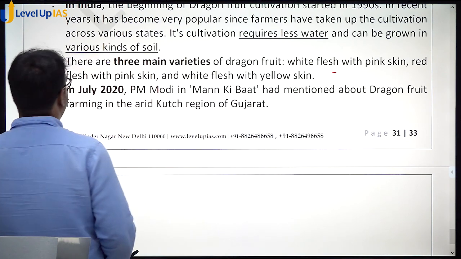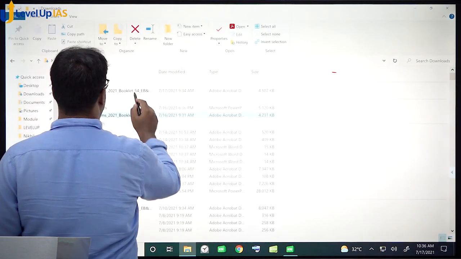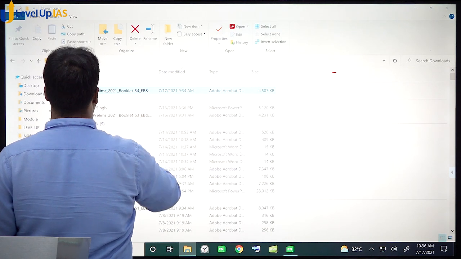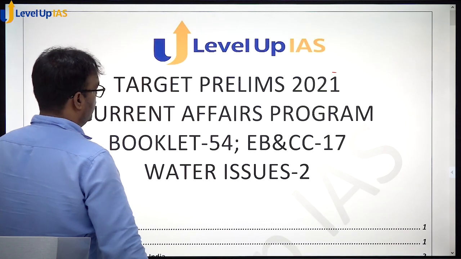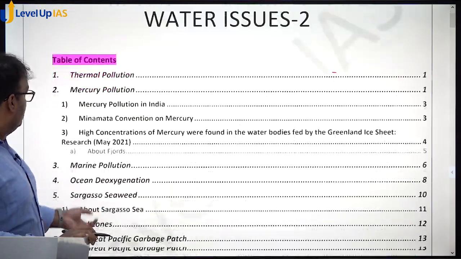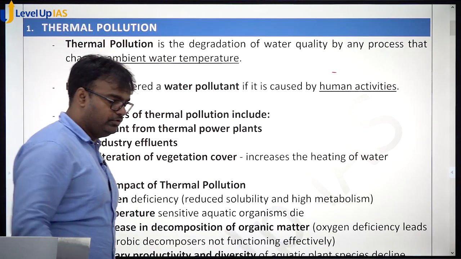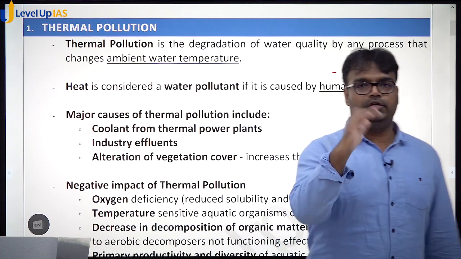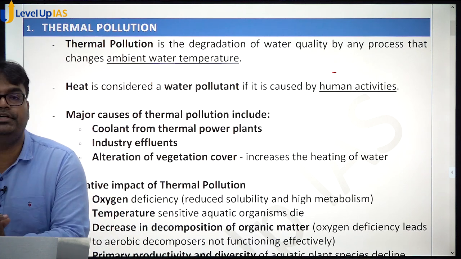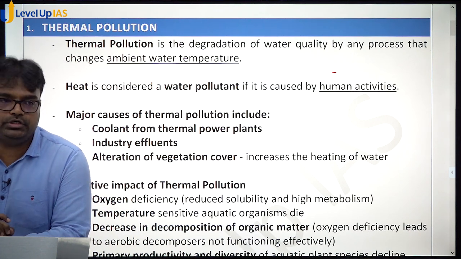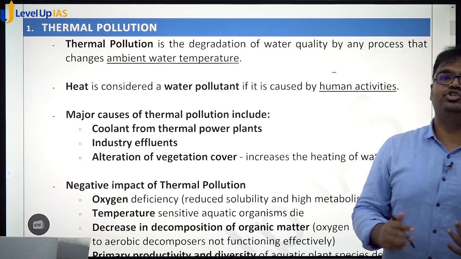Now, let us start today's new booklet. Booklet 54, or Environment Biodiversity booklet 17. Let us cover this section. We are continuing with water issues. The previous booklet was also on water issues, but we had looked at some updates on air pollution and biodiversity. Now we are again jumping onto the water issues, and the first issue that we are covering is the issue of thermal pollution.